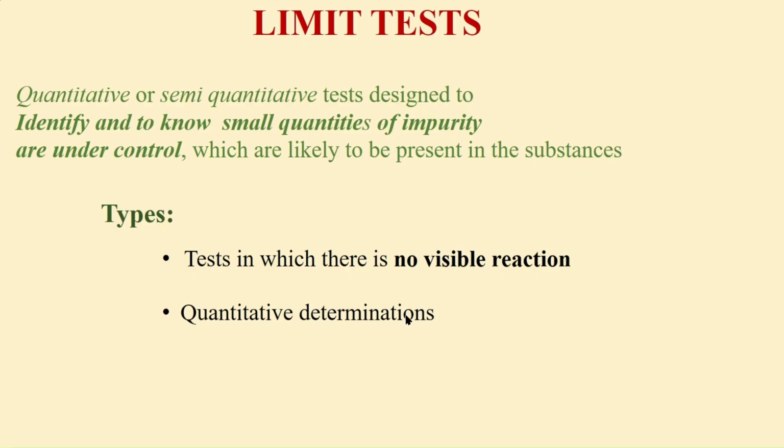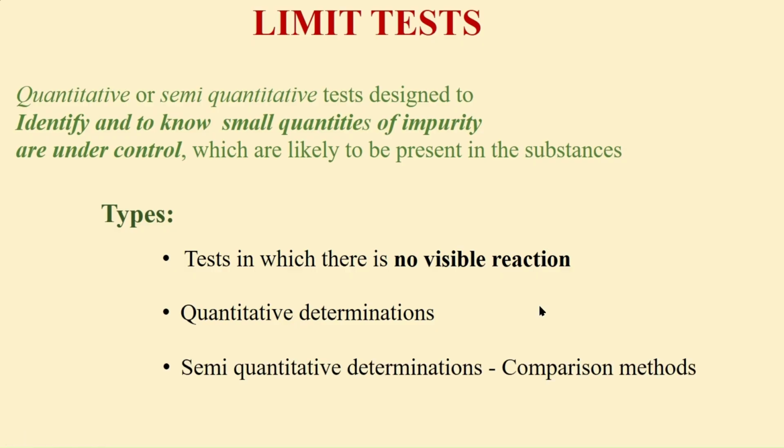The next type of tests which are designed are quantitative determination or quantitative tests. These are the tests which are designed to determine the quantity or amount of impurity that may be present in a particular ingredient or the product. Here it exactly gives the quantity of impurity that is present, or it also indicates the percentage purity of the major ingredient.